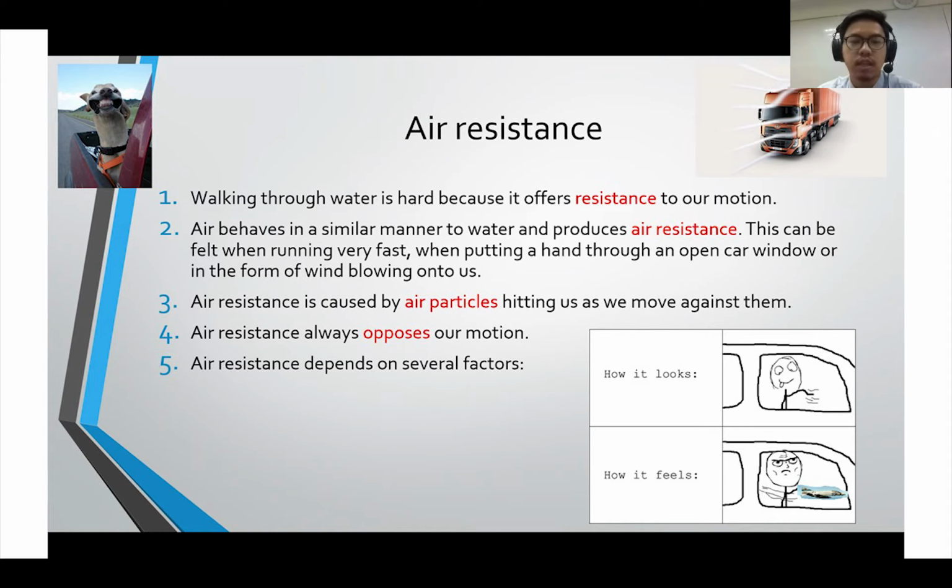So these are the factors that affect air resistance. Number one, the speed. The faster you go, the more air resistance you will feel. That's the first factor. The second factor is the surface area of an object. The larger the surface area of an object moving through air, the more air resistance it will feel.